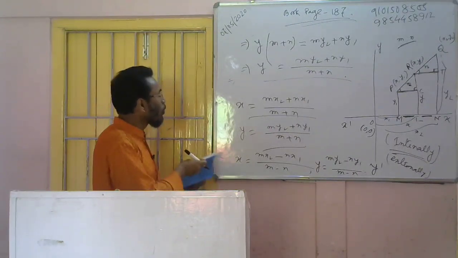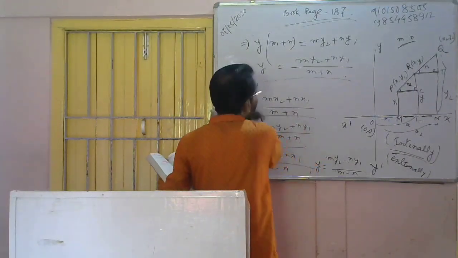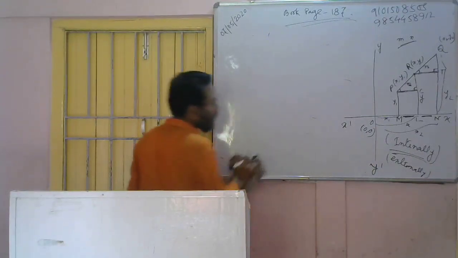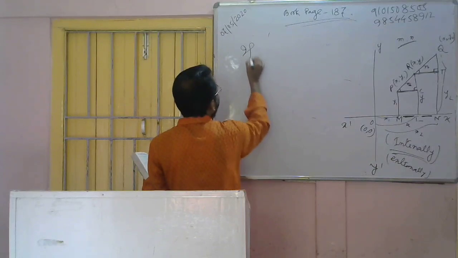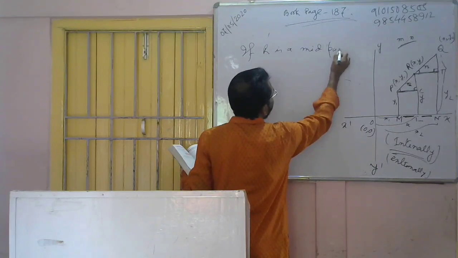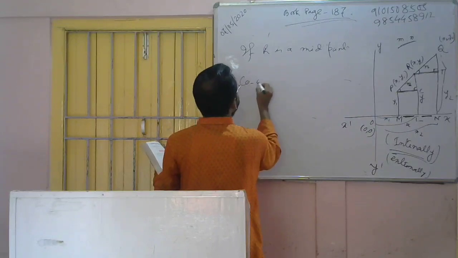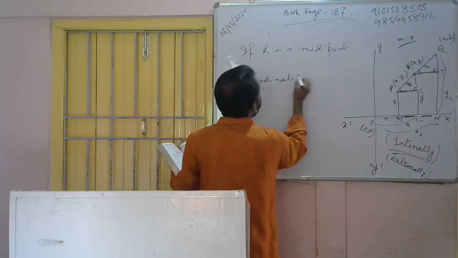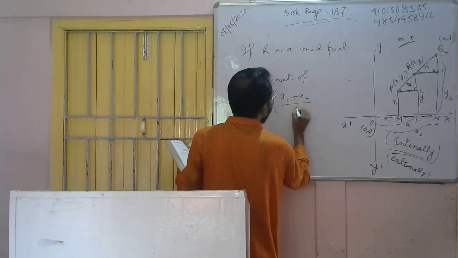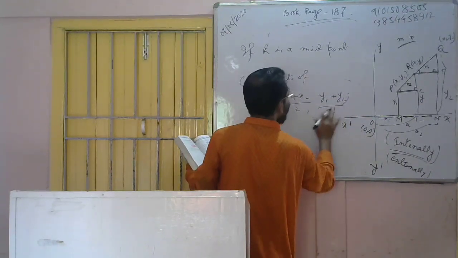Now another formula regarding the section formula. This is a corollary formula: if R is the midpoint, then the coordinates of R will be (x1 plus x2 by 2, y1 plus y2 by 2).